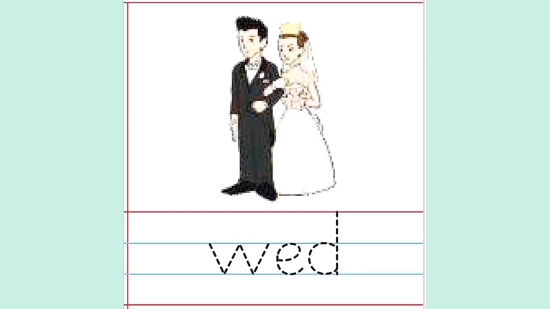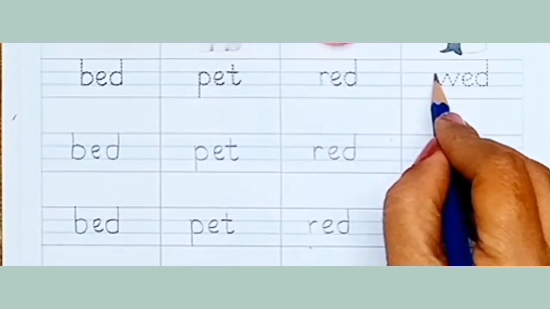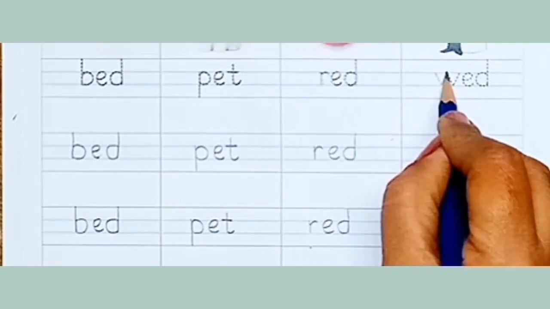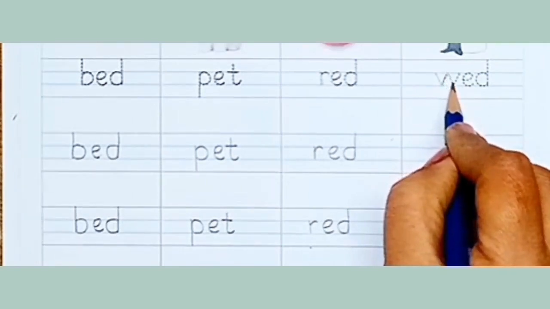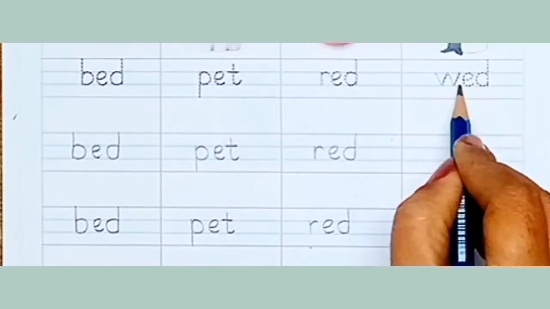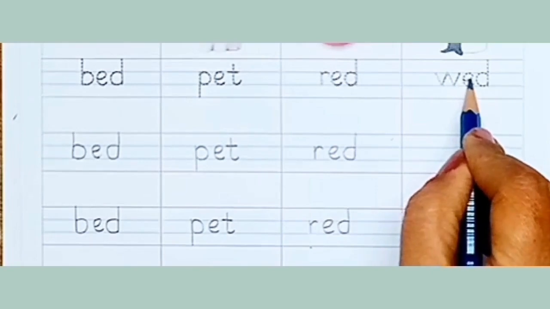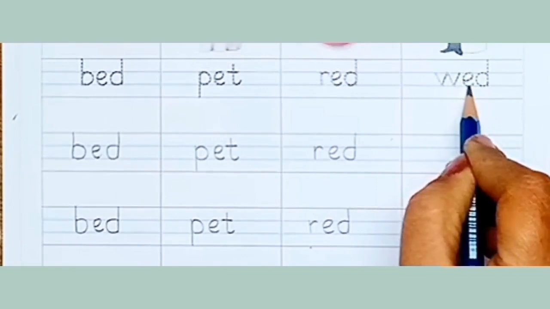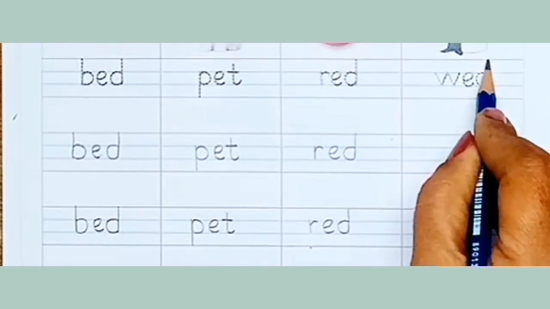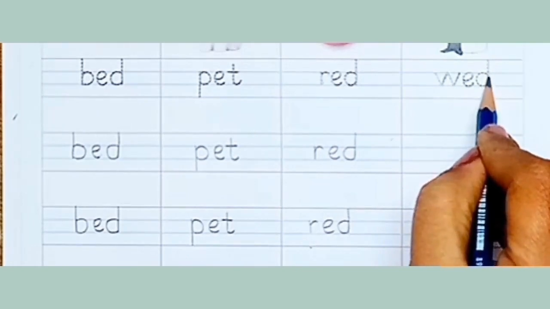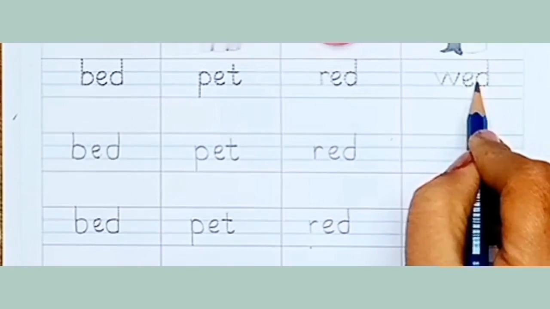Wed. W-E-D, wed. For alphabet W, make a slant line, go up with a slant line, come down, slant line, again slant line. For alphabet E, make a curve, go up, C curve. For alphabet D, standing line, go up, make a C curve.